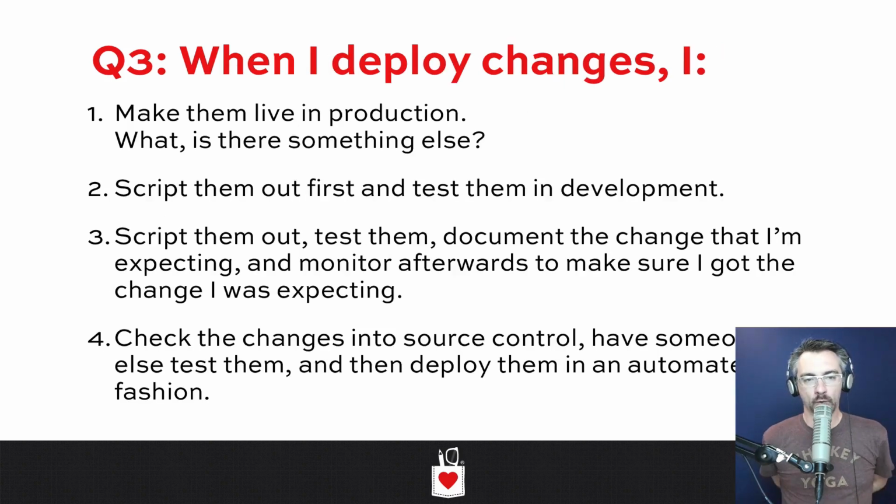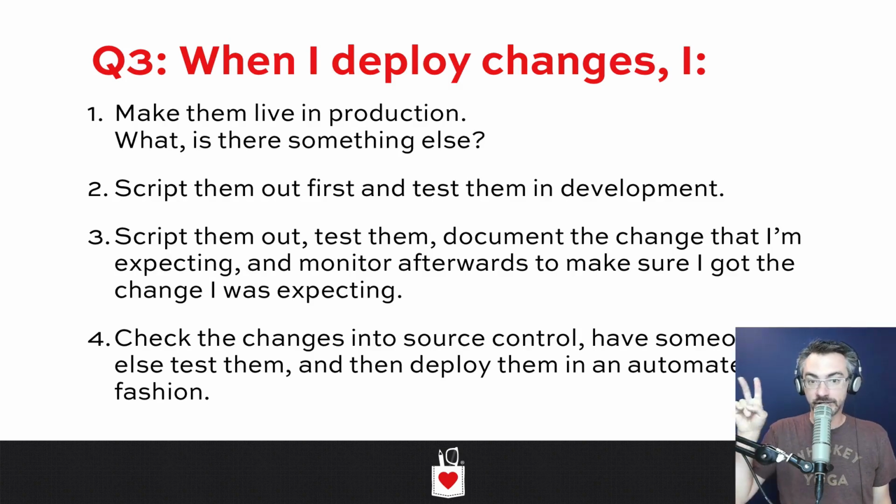Question 3. When I deploy new changes, give yourself 1 point if you do it live and just throw it into production. 2 points if you script it out and test it first in development. 3 points if you script it out, test it, and document the change that you're expecting to see. And then you look at your monitoring tools afterwards to make sure you got the change you were expecting.